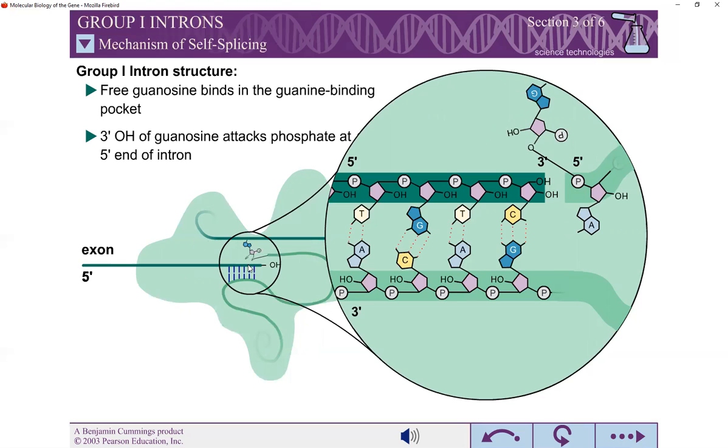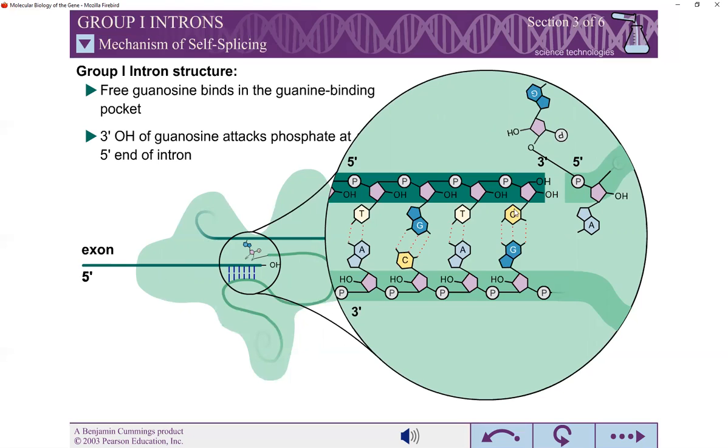Firstly, a free guanine molecule has been bound to the guanine binding pocket. Now, this bound free guanine molecule will be attacking the splice site, the 3 prime splice site of the intron.